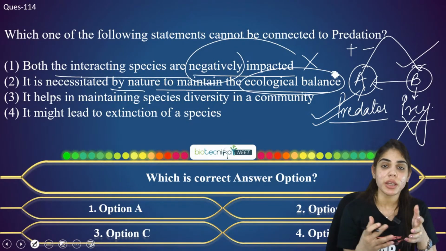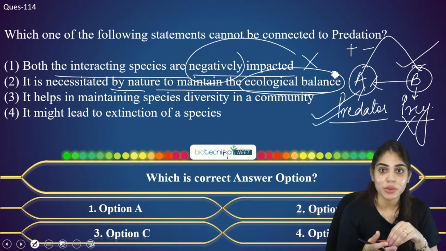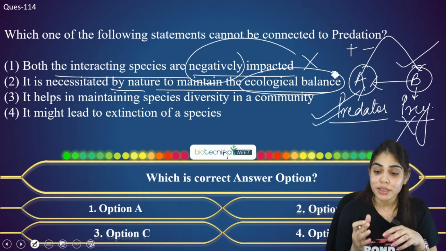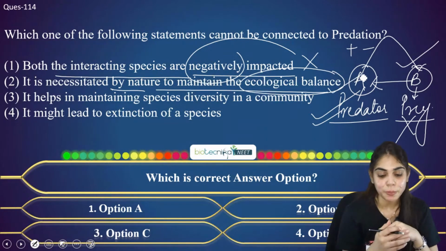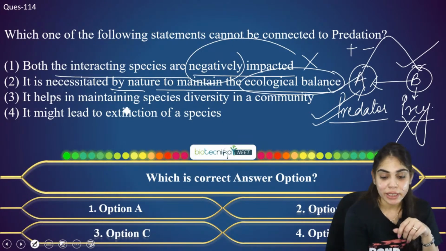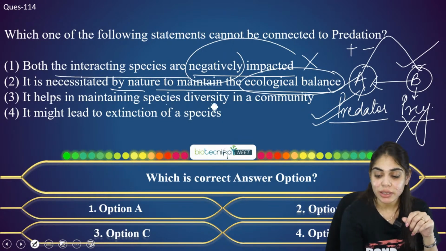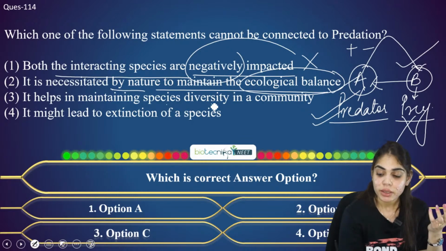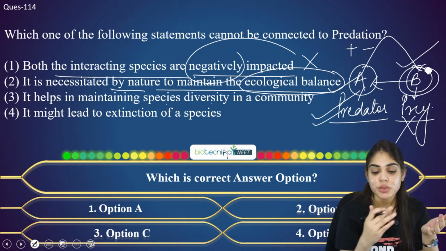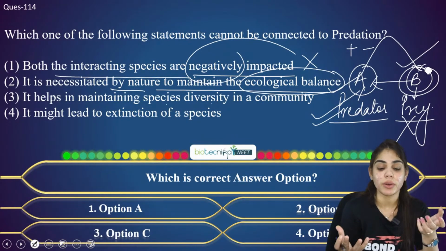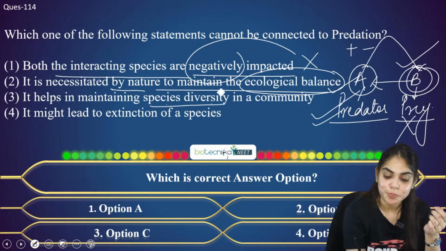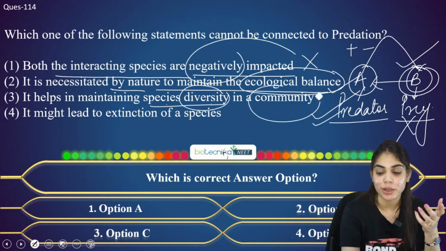Why is this predation and all kinds of relationship there in the ecosystem or in a community? Just to maintain the ecological balance. So yes, this is the right statement. It helps in maintaining species diversity in a community. Yes, suppose this prey is eliminated, then this diversity will be eliminated. So it is actually maintaining or regulating the species diversity of the community or ecosystem.